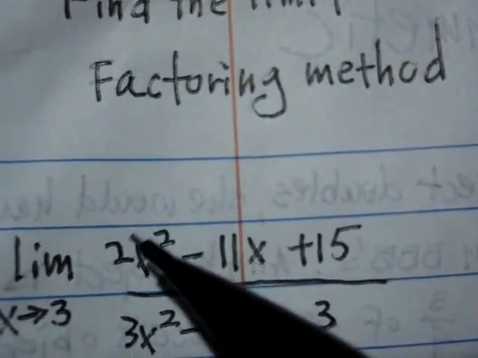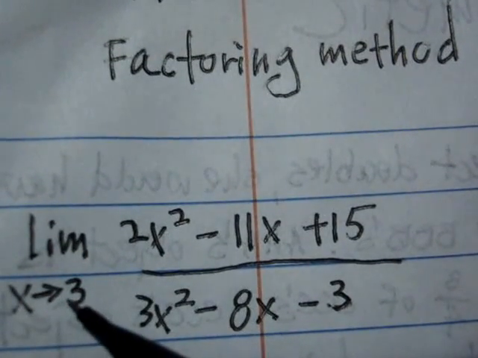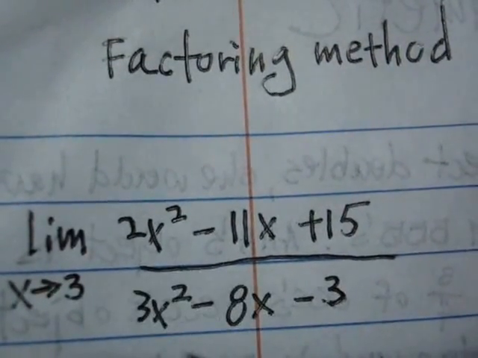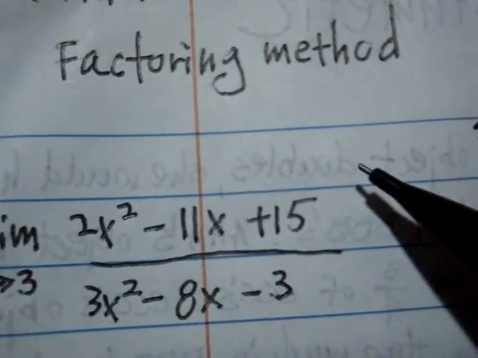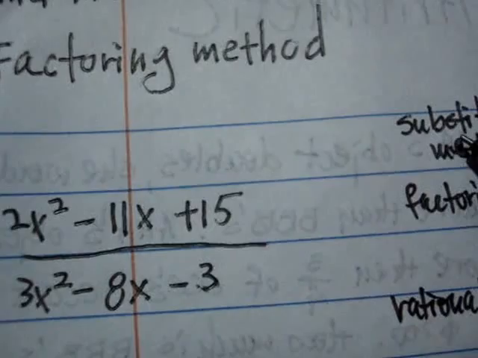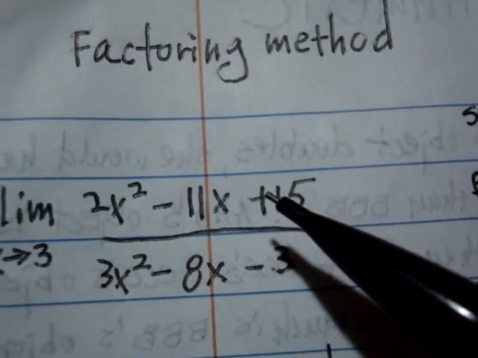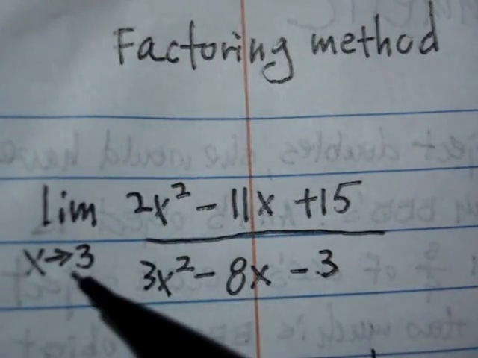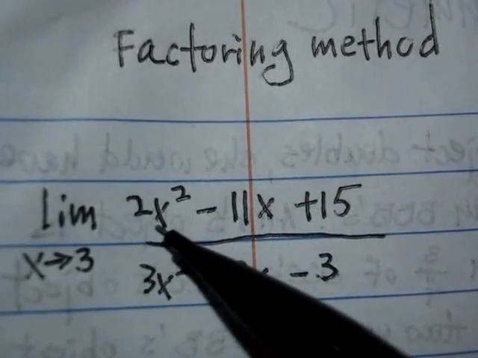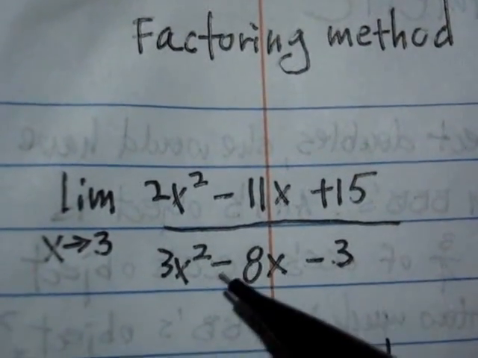So let's say that you are given a limit as x approaches 3 for this limit. How will you solve it? So the first thing you need to do is to use the substitution method. The substitution method is the same thing as the plug-in method. So you use the 3 and then plug it in every variable that you see from the given.